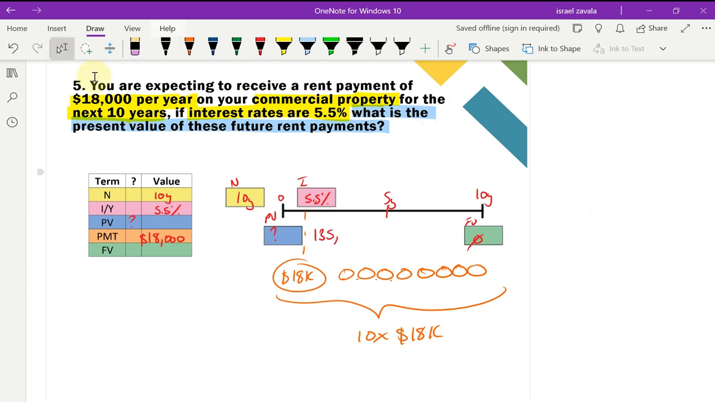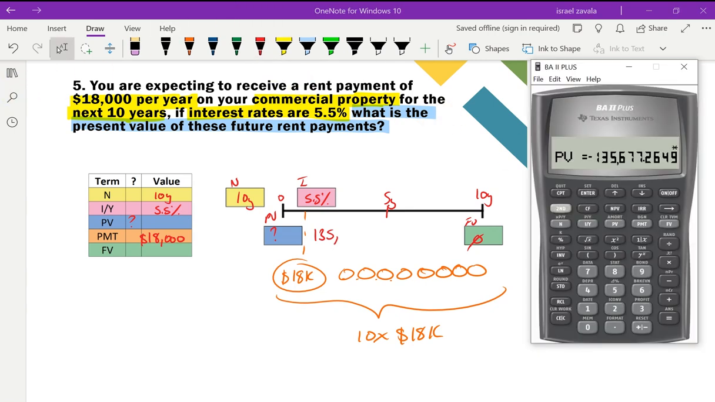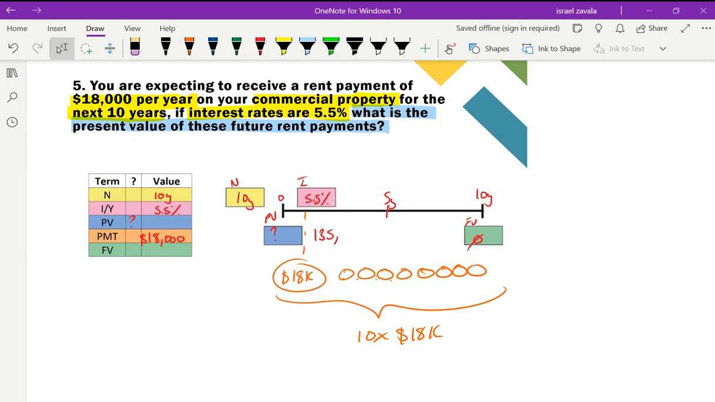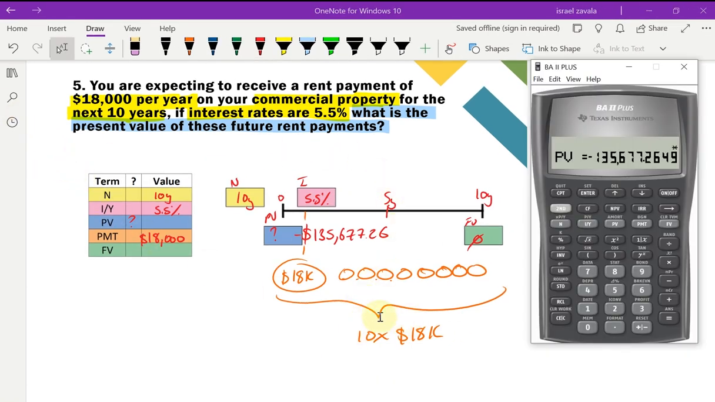Oh, let's see what that was. 135,677.26. Okay, there we go. It's going to be a negative, right? Based on the fact that the payment streams were positive, so our present value must be negative. Again, there's a video on positives and negatives you should watch if you're still confused about that.